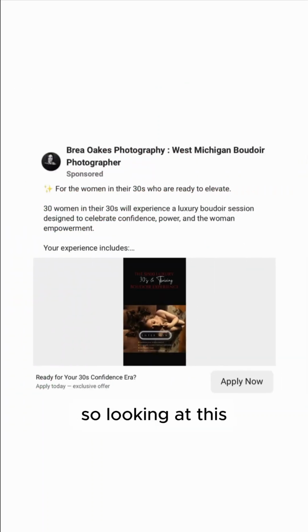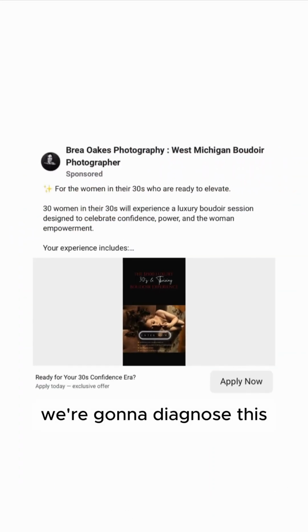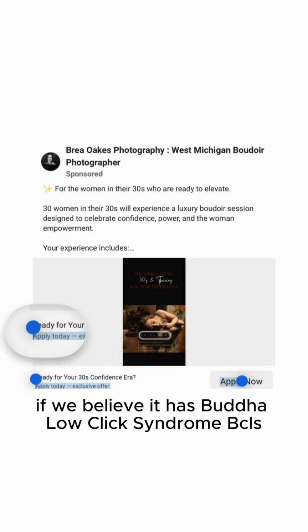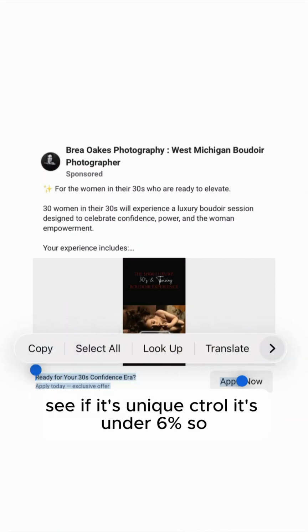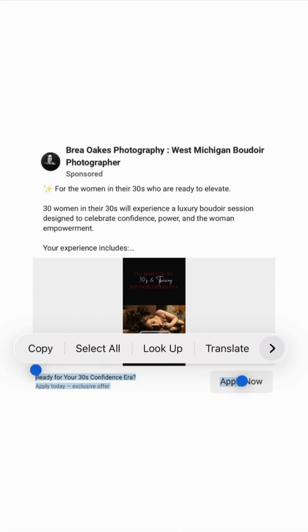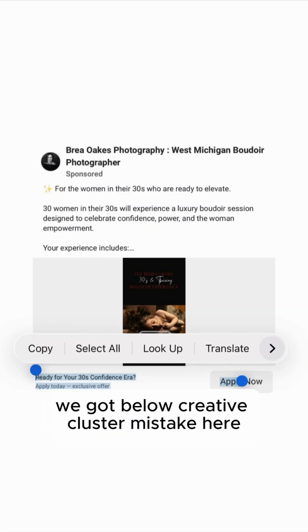So looking at this, we're going to diagnose if we believe it has Boudoir low click syndrome, BLCS. See if its unique CTR is under 6%. So unique CTR, let's see. We've got the little creative cluster mistake here.